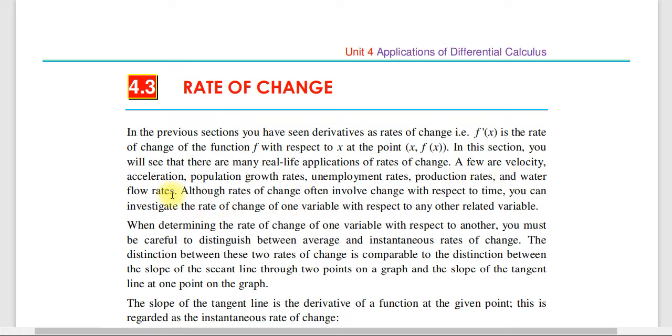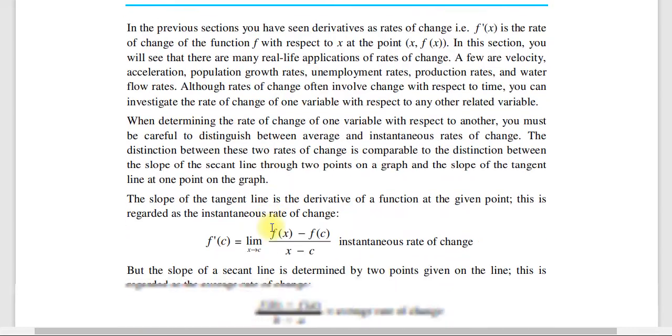Also, the rate of change often involves change with respect to time. You can investigate the rate of change of one variable with respect to any other related variable. So the slope of the tangent line is the derivative of the function at the given point. This is regarded as the instantaneous rate of change, that is f prime c, which is equal to the limit of f of x minus f of c over x minus c as x approaches c, which is the instantaneous rate of change.